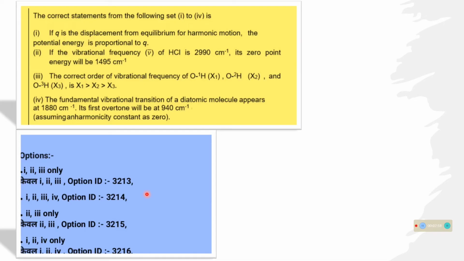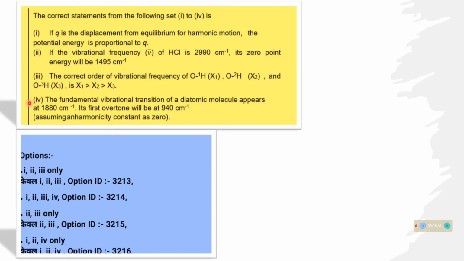And in the question they have also given the order as x1 greater than x2 greater than x3. So x1 for OH1, x2 for OH2, x3 for OH3. So the reduced mass of OH3 is greatest, that's why its vibrational frequency is lowest. The reduced mass for the OH1 bond is lowest, and that's why its vibrational frequency is highest. So statement 3 is also correct.